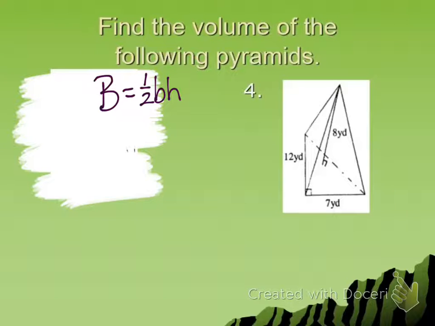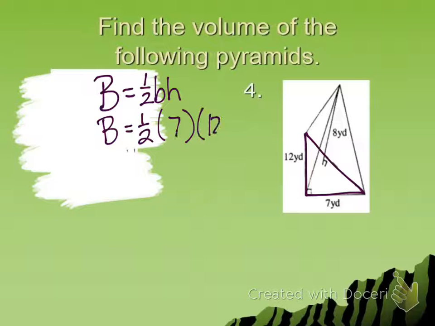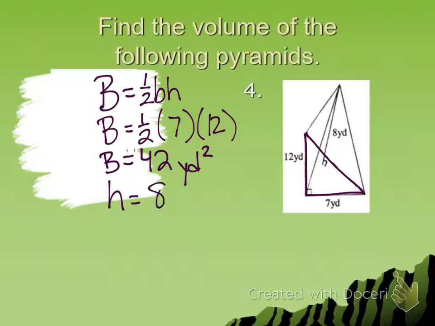If we're focusing just on our base, you could trace over that triangle if it helps you. So, as somebody said, yes, our base and height would be 7 and 12. If we take 1/2 times 7 times 12, what do we get? 42. My units? Yards squared. Yards squared. Good. That's the area of just our base. 42 times 8. We also need to know our height of our pyramid overall. What is it? 8 yards. 112.